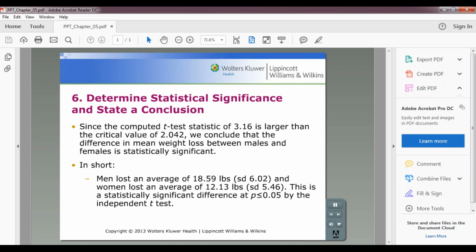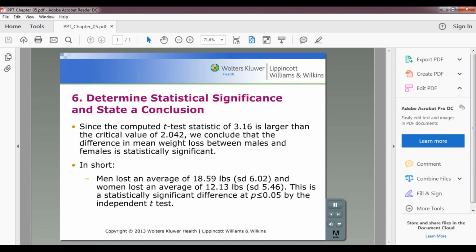Now, there's a couple ways to interpret these findings now that we know that they didn't happen by chance. Okay, our test told us that these results did not happen by chance. In other words, if we went and collected data again and again and again, we would roughly find the same results. Okay, that's basically what it's saying.